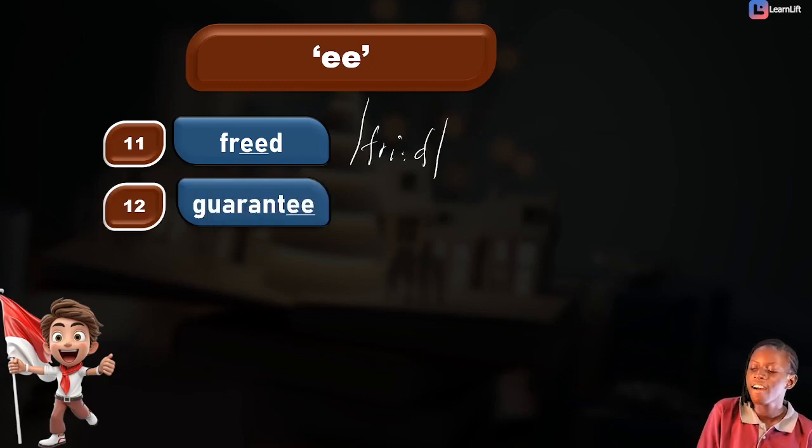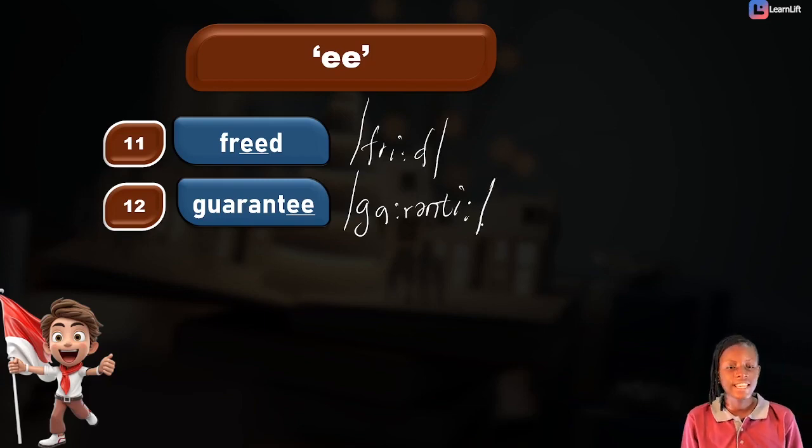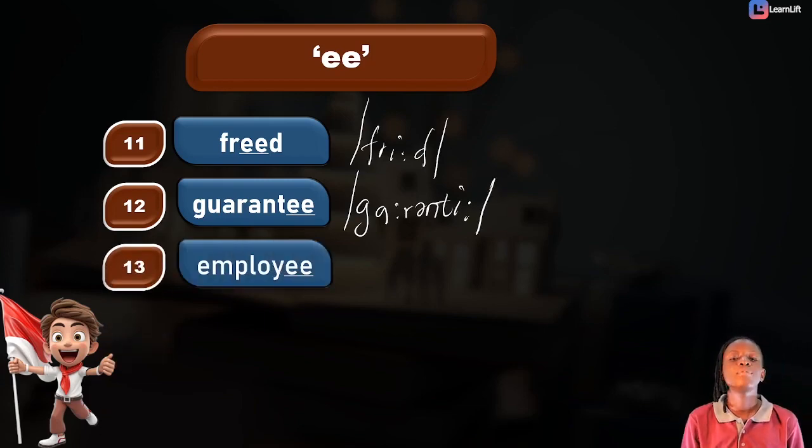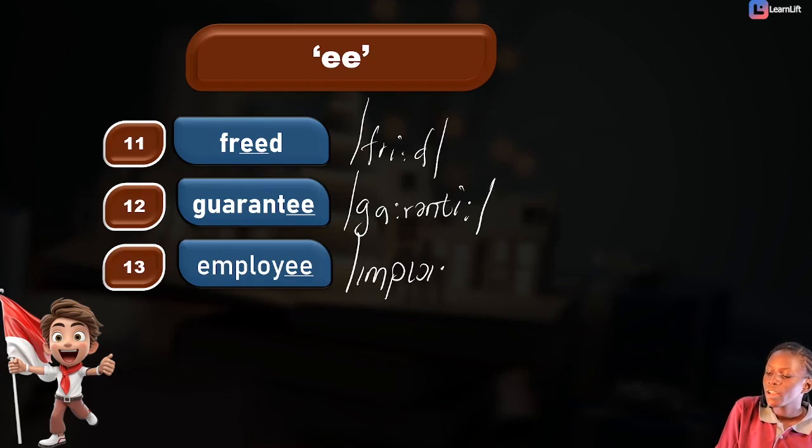Guarantee. I have this for that. We have guarantee. Next up, we have employee. Employee. Now, my employee is transcribed as this. Employee.